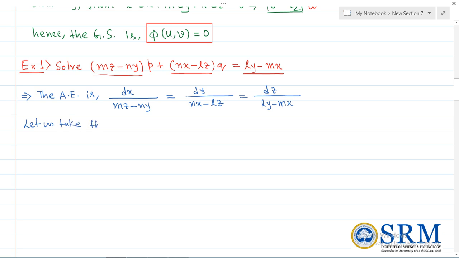So let us take the first set of multipliers. What multipliers can we choose? Here is a trick that you can apply.